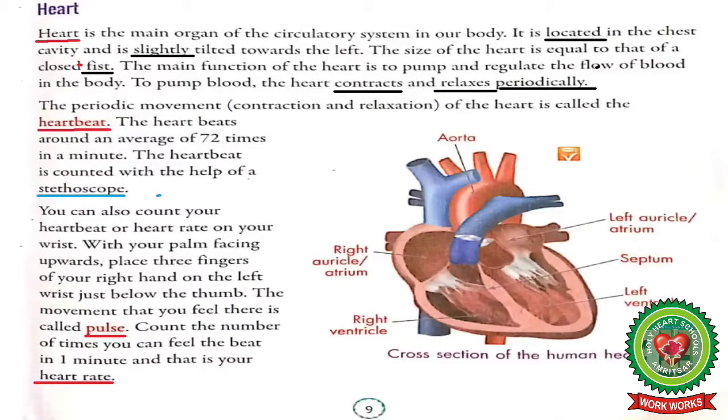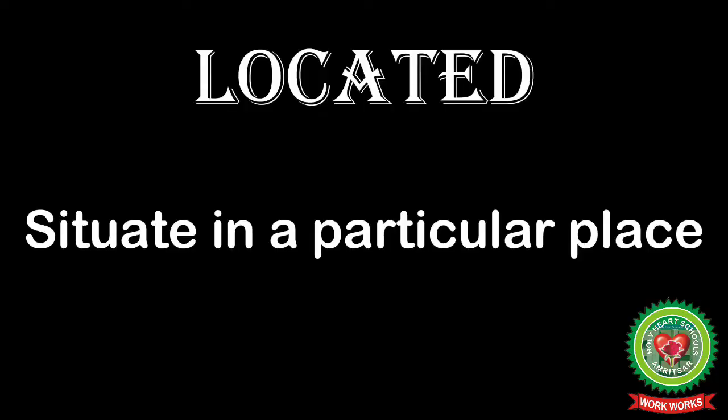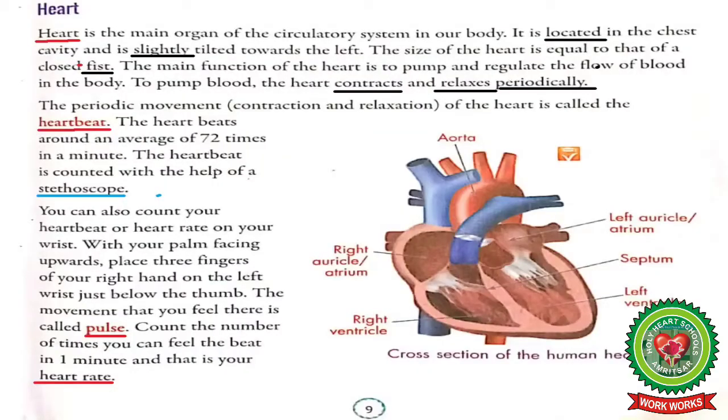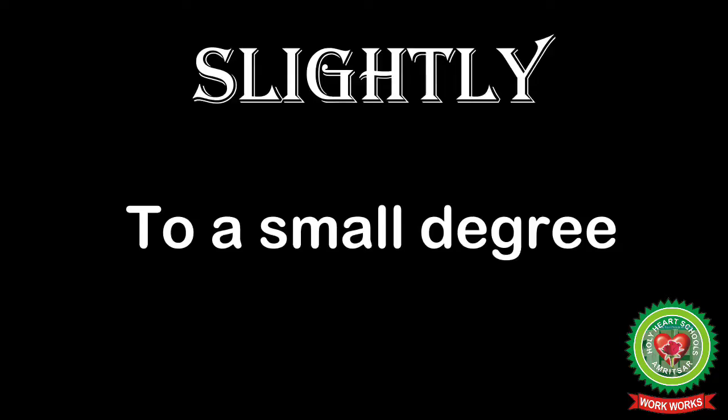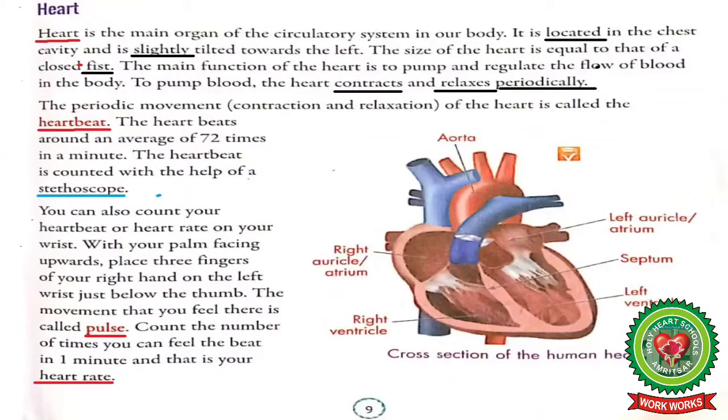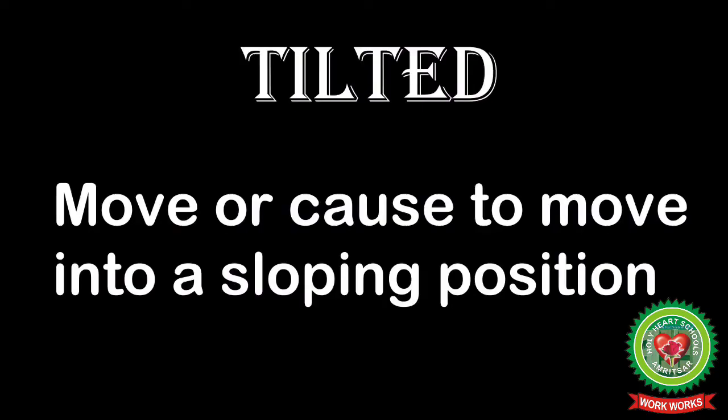Underline word located and write down its meaning: situate in a particular place. Underline word slightly and write down its meaning: to a small degree. Now underline word tilted and write down its meaning: move or cause to move into a sloping position.